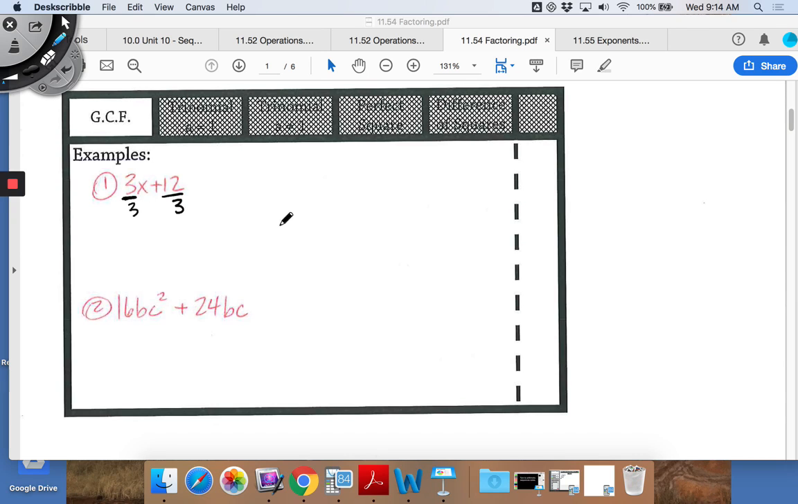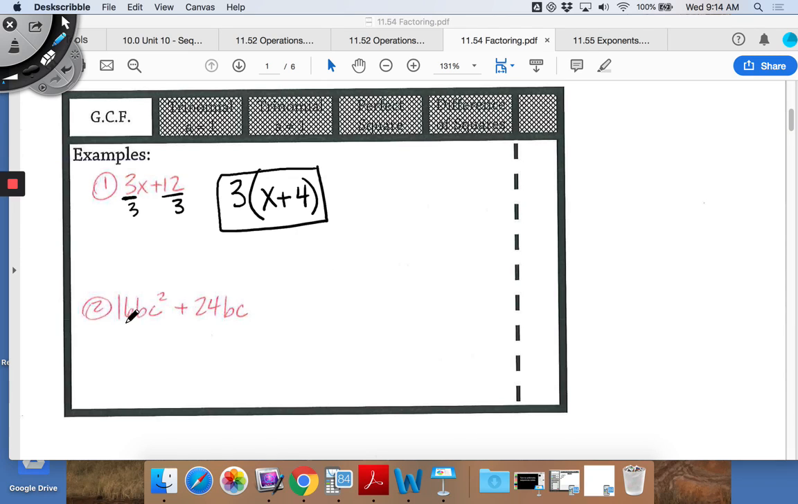The answer is yeah. So if I can, I would bring the 3 out front, and when I divide 3x divided by 3, I'd be left with x. If I divide positive 12 divided by 3, I'd be left with positive 4. And so that is the most factored form.